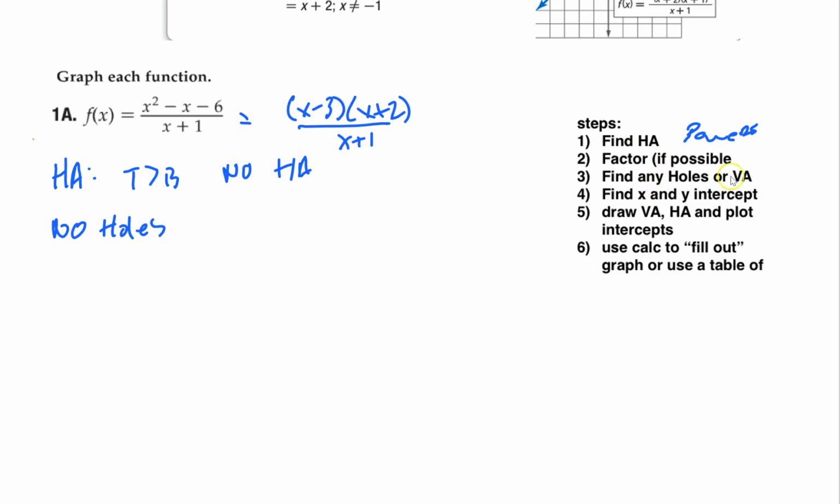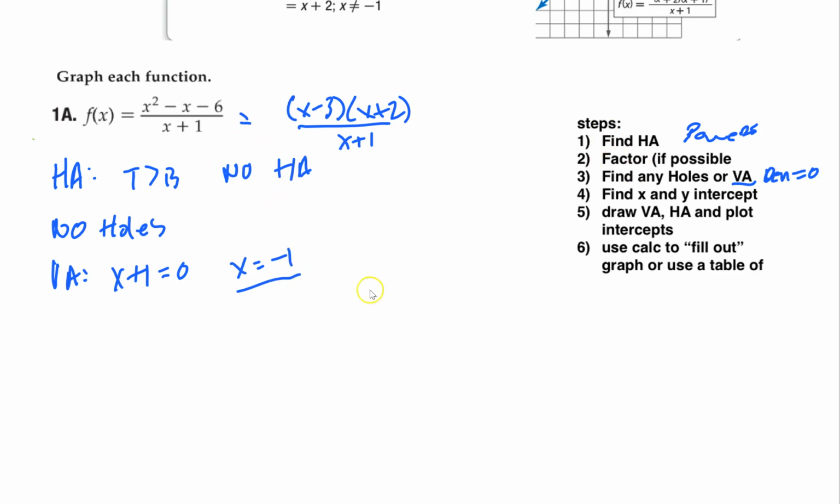And the last one of these, let's find the vertical asymptotes. Remember, the way you find that is to always set the denominator equal to 0. It never changes. So x plus 1 equals 0, and you get x equals negative 1. So we don't have a horizontal asymptote or holes, but we do have a vertical asymptote.